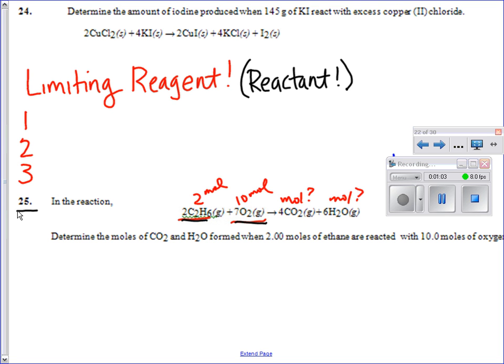So the steps to doing this. The first thing that you have to do before you can do the problem is get both of your reactants in moles. So you need moles of reactants. Depending upon what they give you, in this situation for problem 25, we're like living large because we're already in moles. That's done. And the next thing you want to do is divide by the coefficient in the balanced equation.